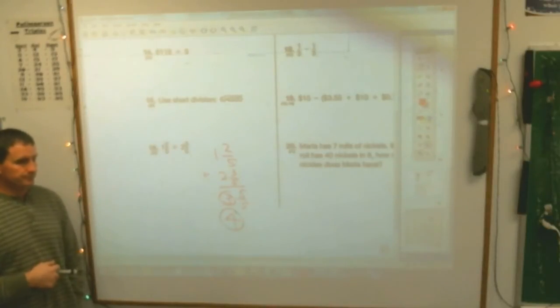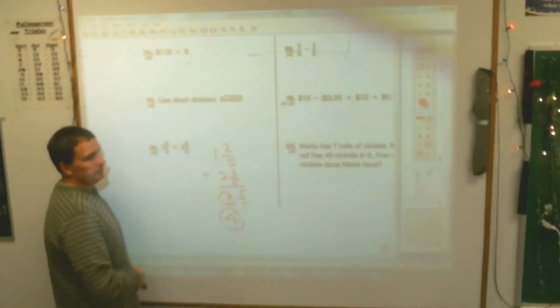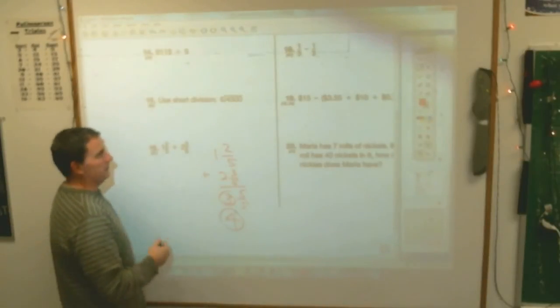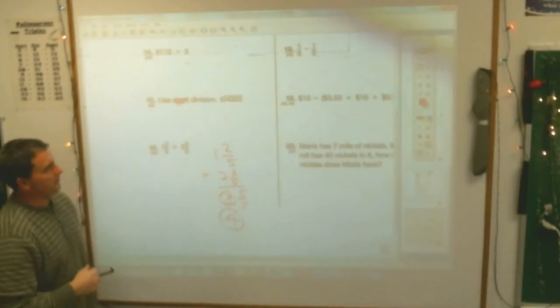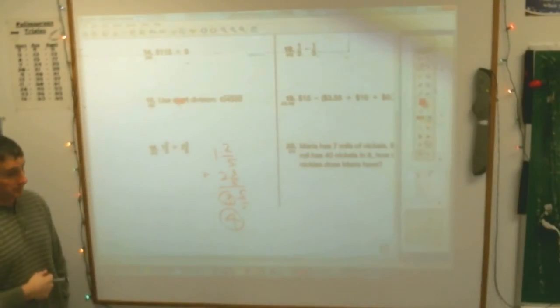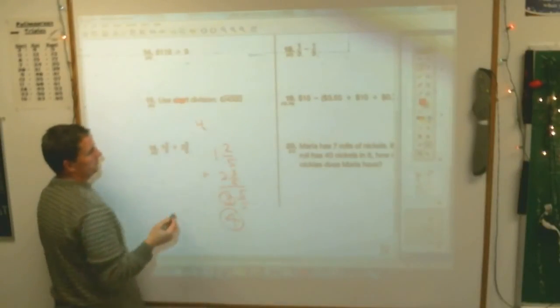Parker, number 15. Use short division. I said don't worry about short division, just do it all long ways. Did you do it out long ways? Don't worry about short. I'm not a big fan of cutting corners. Just use division. You want me to do it division wise? Yes, please. So let's do it down here.